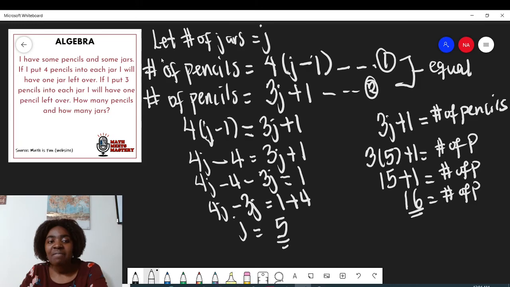Okay, the next one. If I put 3 pencils into each jar, I will have 1 pencil left over. 5 jars, 3 pencils in each would give me 15 pencils. And I have 16 pencils. So 16 minus 15 is 1, I have 1 pencil left over. Okay, so we checked and we got it correct. So yeah, this is the way to solve these kinds of problems.